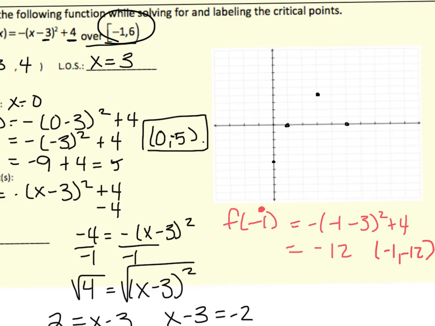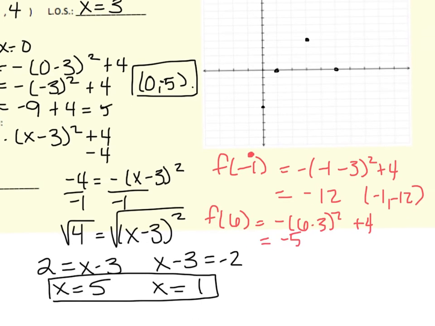And then I'm going to put in 6. This is going to equal, let's see, 3 squared is 9, and negative 9 plus 4 is negative 5. So the point is going to be at (6, negative 5). So I'm going to go ahead and plot that point. It's going to be an open circle because it is a parenthesis. So here is our graph.